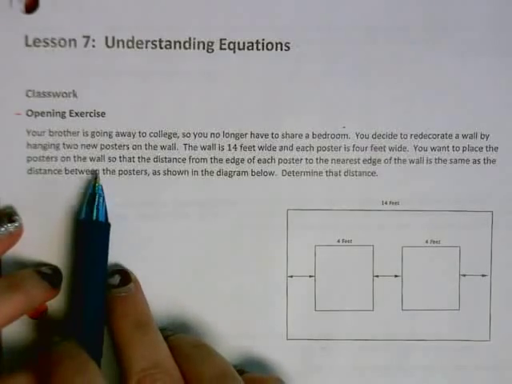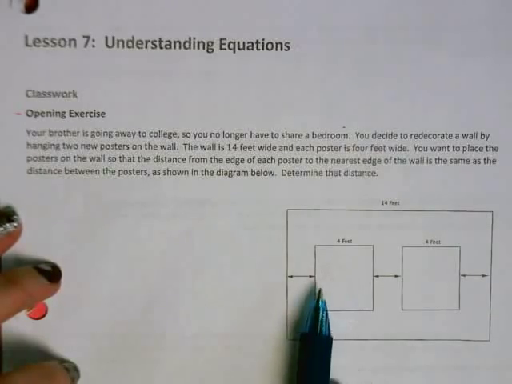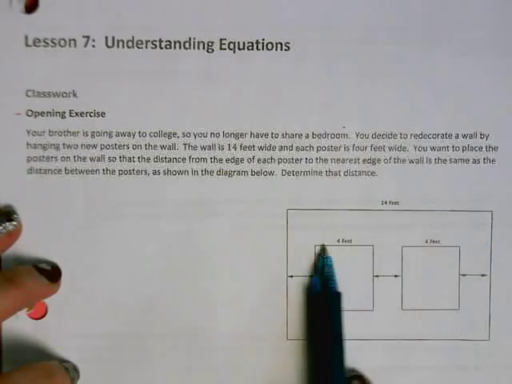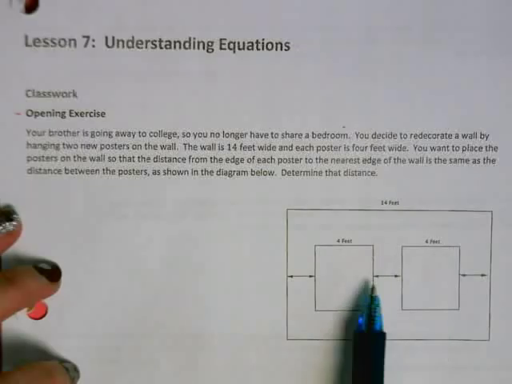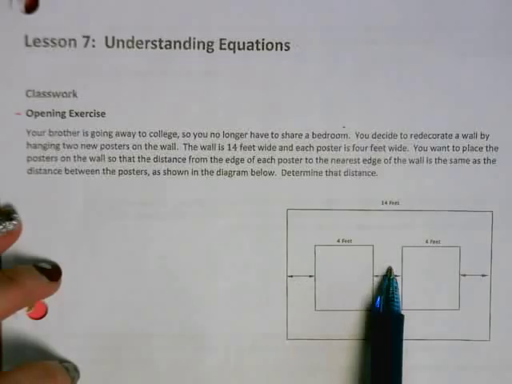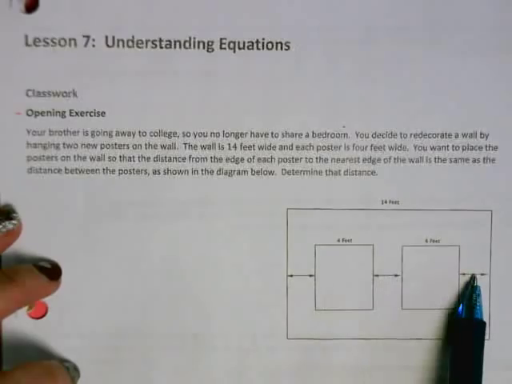This opening exercise says your brother's going away to college, so you no longer have to share a bedroom. You decide to redecorate a wall by hanging 2 new posters on the wall. This wall is 14 feet wide, and each poster is 4 feet wide. And you want to place the posters on the wall so that the distance from each edge of the poster to the nearest edge of the wall is the same as the distance between the posters. So these 3 distances are all the same.